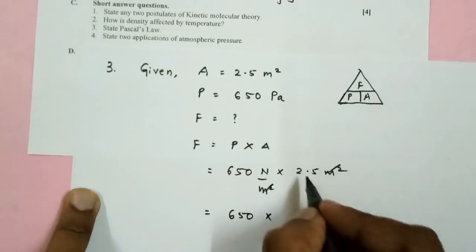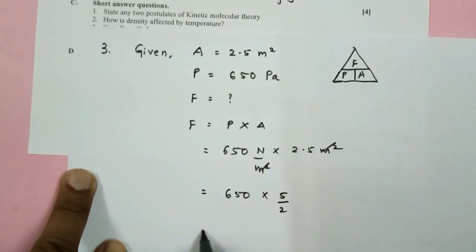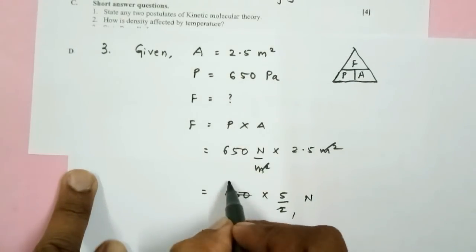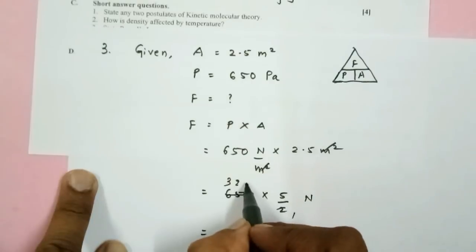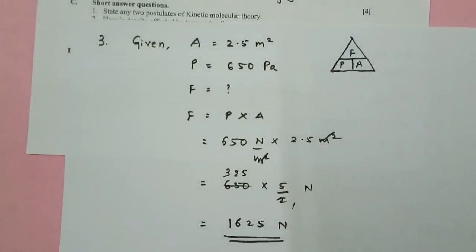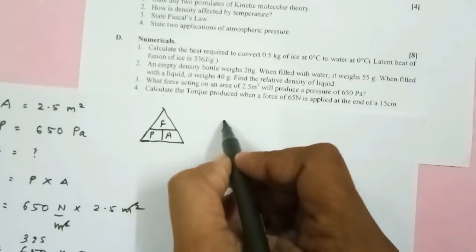650 into 2.5, which can also be written as 5 by 2, and the final answer would be in Newton. So 650: 2 ones are 2, 2 threes are 6, 2 twos are 4, 1 5. Now 325 multiplied by 5 would be equal to 1625. So my answer is 1625 Newton. Correct? So this is how it is to be done. Now the fourth problem is related to torque. So problem number 4.